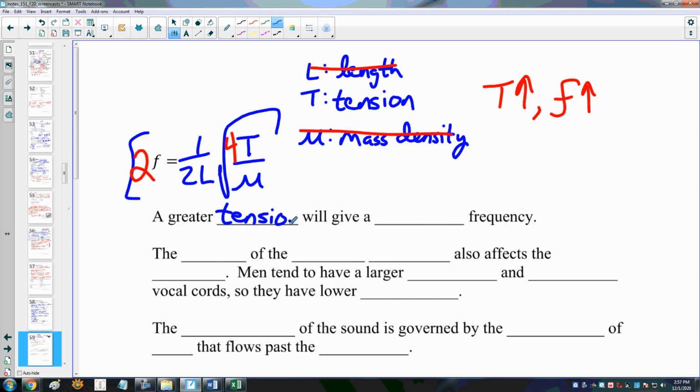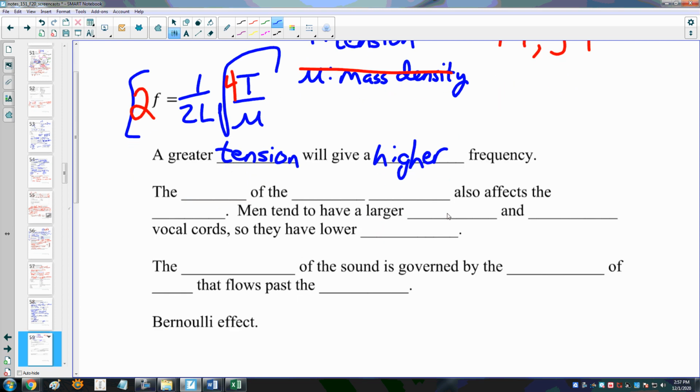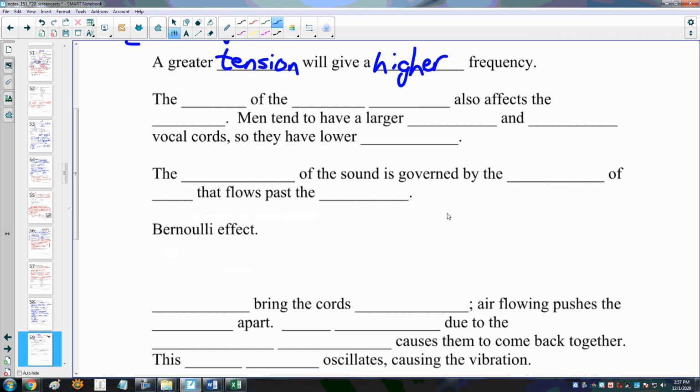That's true, by the way, on guitars too. That's how you change the tuning of a guitar, by changing the tension. If you want to increase the frequency of the string, then you increase the tension, for guitars and pianos and other stringed instruments.